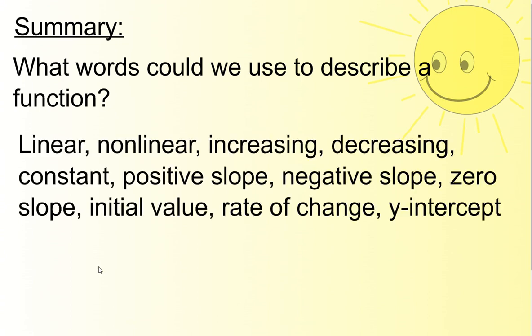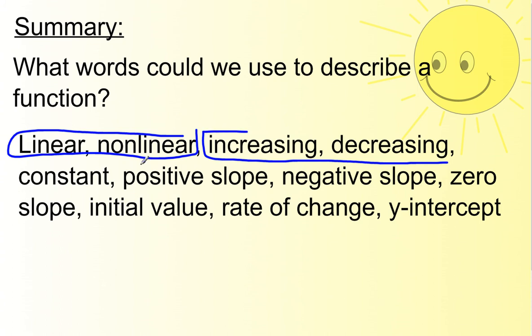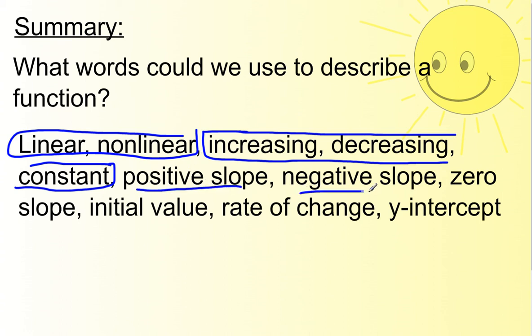All right, here's what I came up with. I have linear, nonlinear, increasing, decreasing, or constant. So those groups of words kind of go together. So either you're linear or nonlinear. Linear, nonlinear. You've got increasing, decreasing, and constant are the same. You've got positive slope, negative slope, 0 slope.